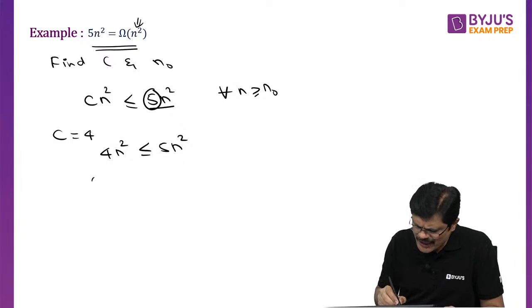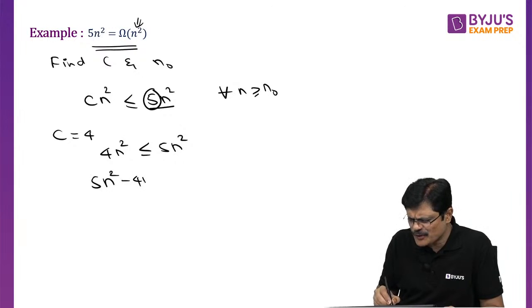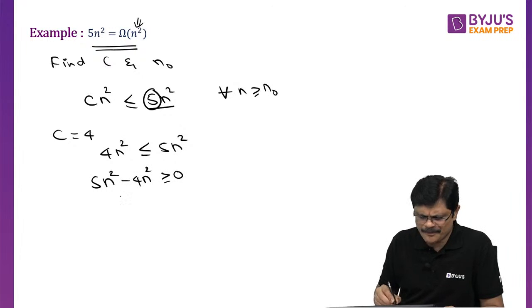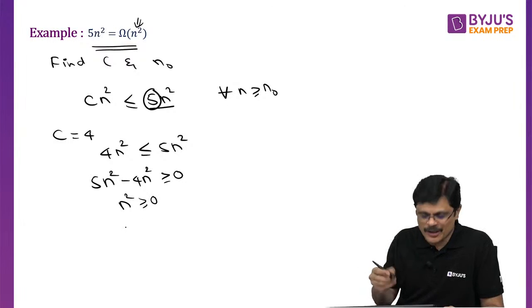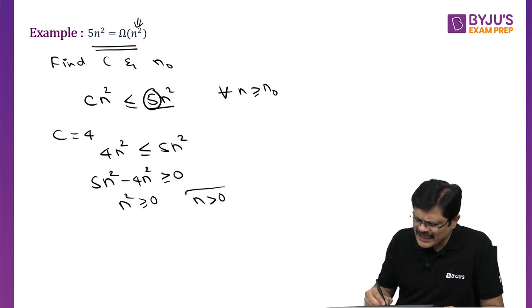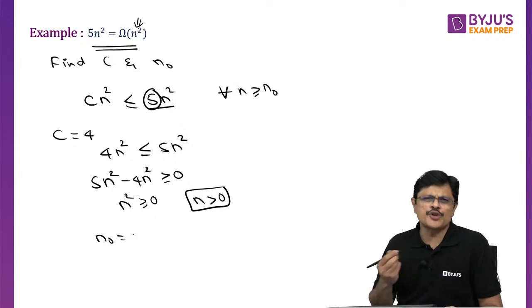Am I clear? So actually we can write 5n square minus 4n square is greater than or equal to 0. That means n square is greater than or equal to 0. Because we want a positive real constant, we can take any n greater than 0, my dear friends. Okay, so what should be n naught now? What should be n naught?